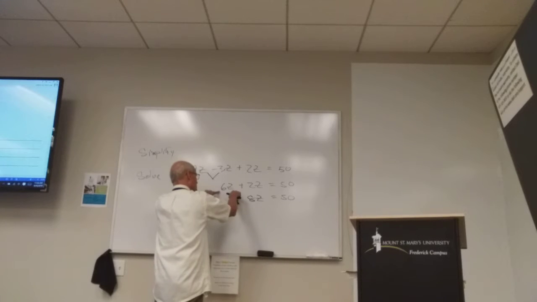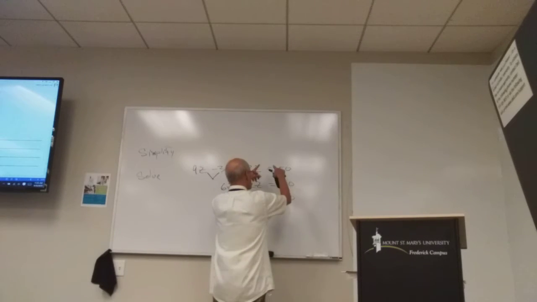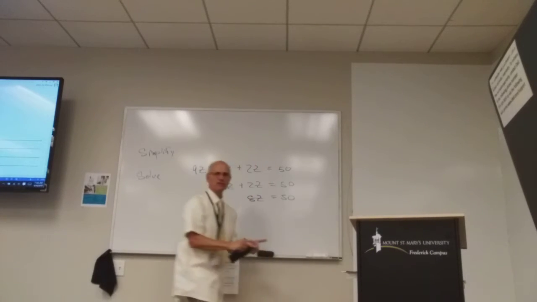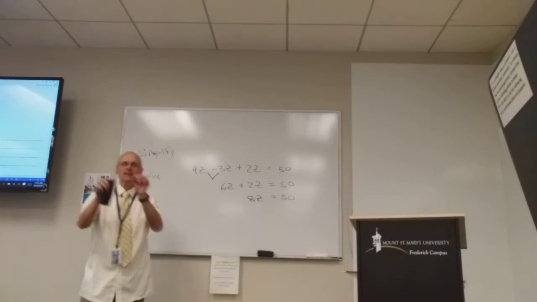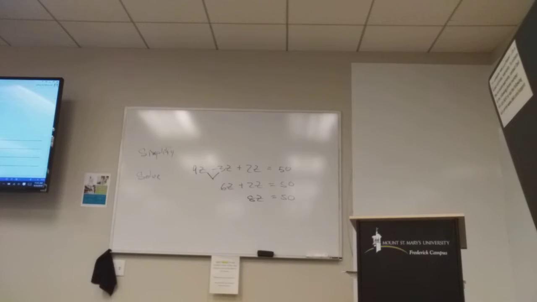Those two give me 6z. 2z is still the same, equals is still the same, 50 is still the same. These two give me 8z. Now it's time to solve. Solve is when I do something to both sides. And if it sounds like I'm yelling at you, I apologize. I know what you're saying, and I don't think you know what I'm saying. But I must not be.